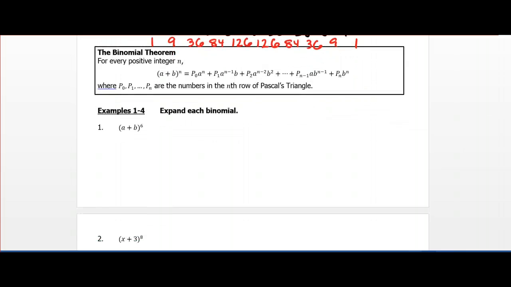So if I go down to example 1 right here, I have the binomial a plus b to the 6th power. If I want to expand this binomial using the binomial theorem, I'm going to look at my exponent, which is a 6, and I'm going to start in the 6th row of Pascal's triangle.